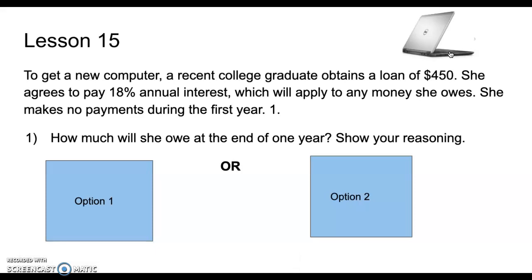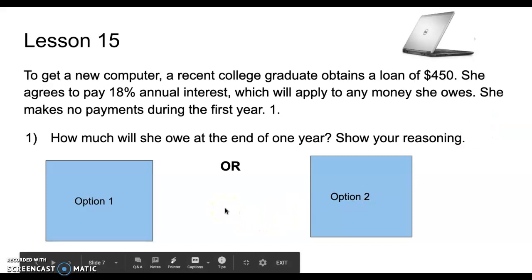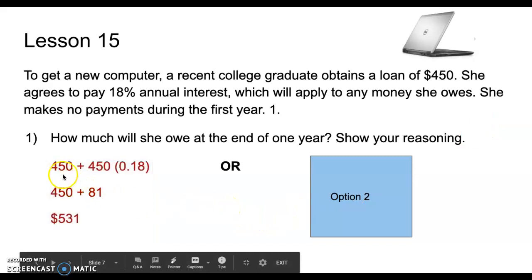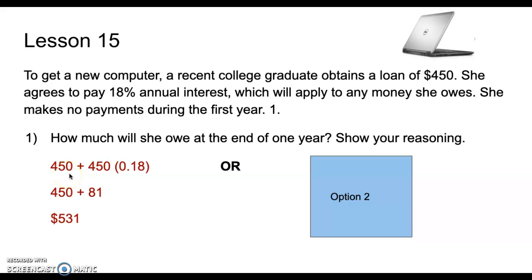To get a new computer, a recent college graduate obtains a loan of $450. She agrees to pay 18% annual interest, which will apply to any money she owes. She doesn't make any payments during the first year. How much will she owe at the end of 1 year? Show your reasoning.